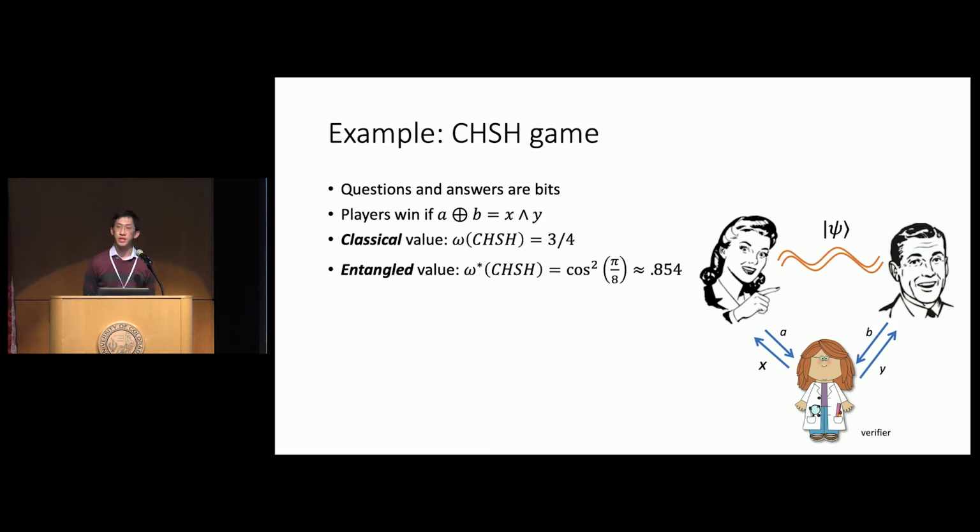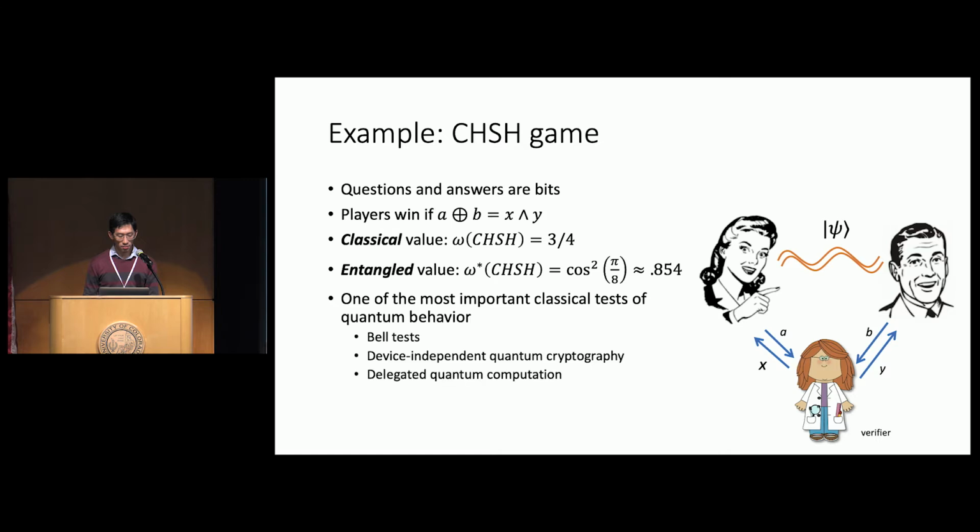But if they use quantum entanglement, they get access to more powerful correlations, which allow them to win the game with probability strictly greater than 3/4. It's about 85%. We use the notation omega star of CHSH to denote this optimum winning probability.